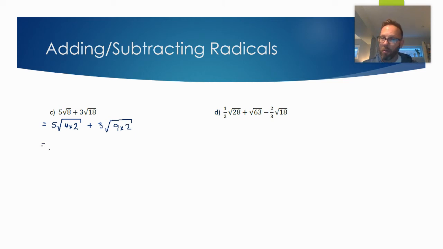Now, some of you will need to show more steps than others. I might show this intermediate step. So I know that's equal to 5 times 2 root 2, because the root of 4 is 2, plus 3 times the root of 9 is 3 root 2, and 5 times 2 is 10. I can just do that. So it's 10 root 2. 3 times 3 is 9. I can do that. 9 root 2. And now I can add these together. So that simplifies down to just one mixed radical, 19 root 2.